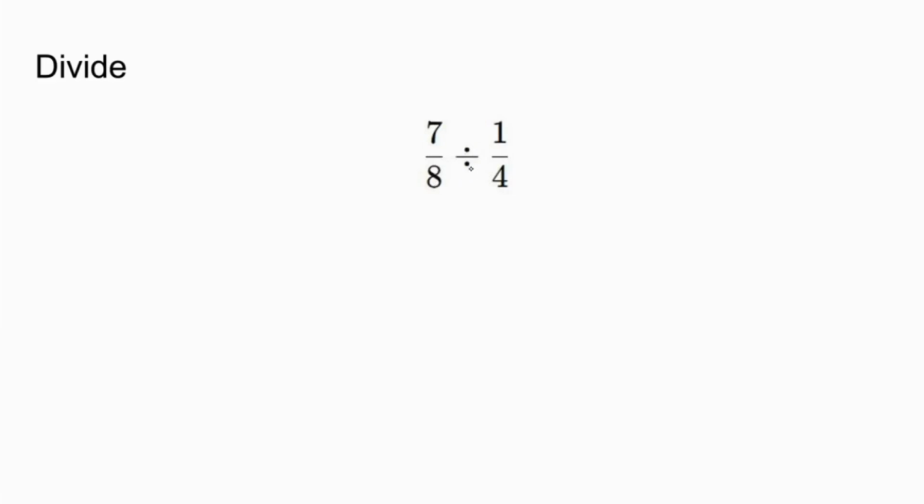Divide 7/8 divided by 1/4. Whenever dividing two fractions, you're going to use the rule keep, change, flip. What does that mean? That means keep the first fraction, change the division symbol to a multiplication symbol, and flip the second fraction from 1/4 to 4/1.